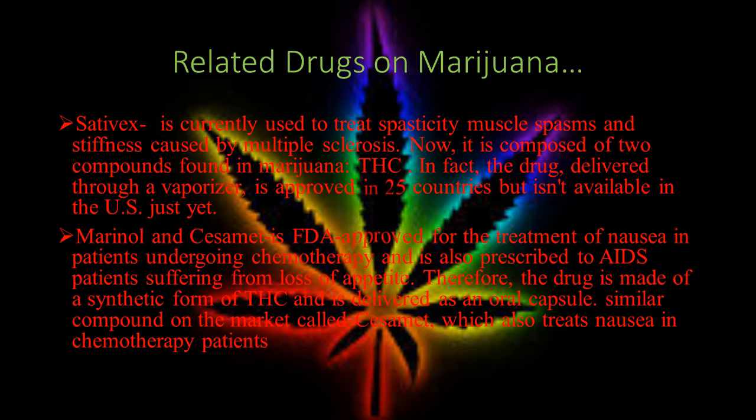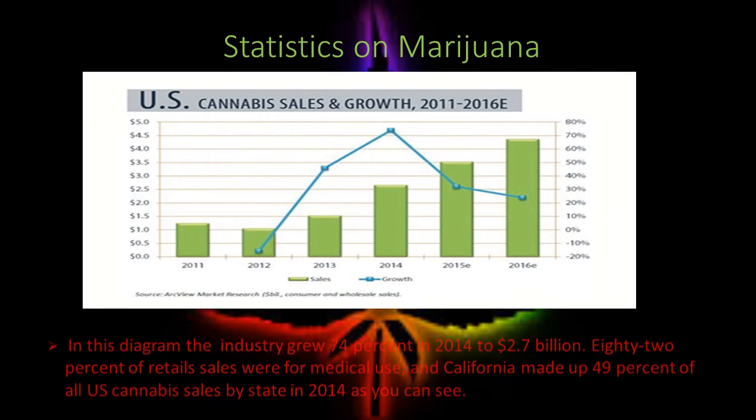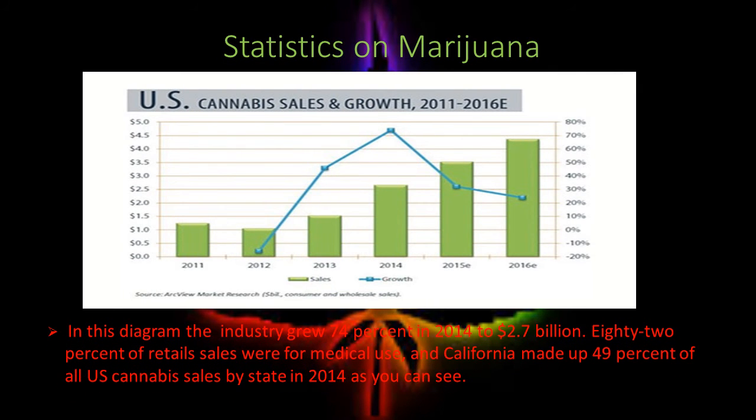Statistics on marijuana. As you can see, the U.S. contributed sales and growth from 2011 to 2016. The industry grew 7.4% in 2014 to 2.7 billion.